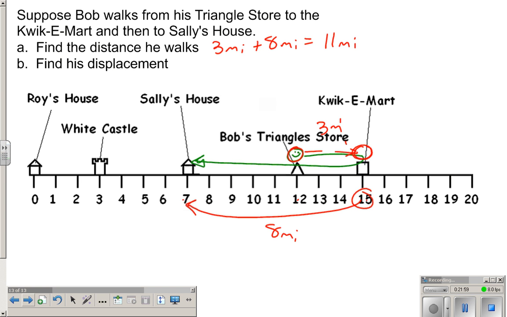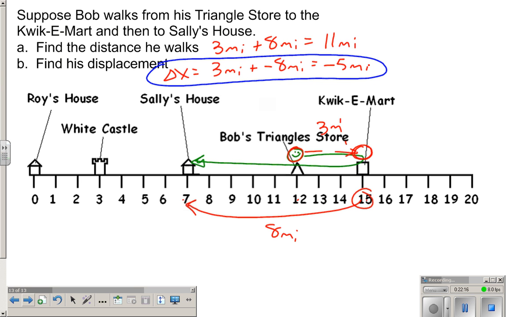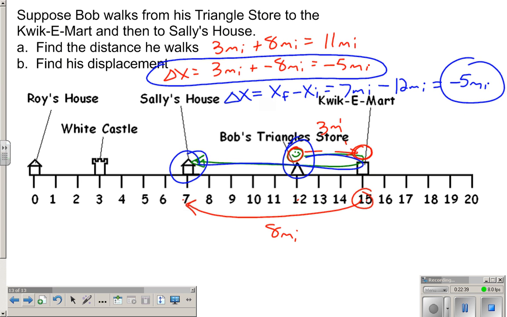All right. For the displacement, you have two options. You can do 3 miles plus negative 8 miles, which would give you negative 5 for your displacement. Or you can just, pretend this is blue, say, look, I'm starting at the Triangle Store, walking around until I get to Sally's house. So you can also do it that way, just by subtracting. Our final position is 7 miles. Our starting position was 12 miles. Grab your calculator, 7 minus 12 gives you negative 5 miles. All right, there we go.